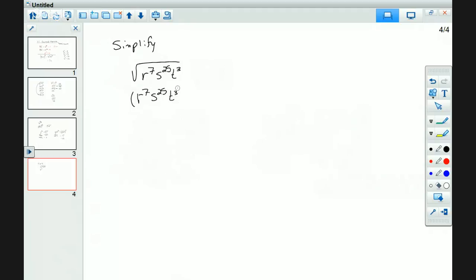Okay, we'll rewrite it as an exponent. 7 divided by 2 is a decimal, right? 3.5. We want to avoid those. So what you need to do is break these into their even and odd counterparts. So this would be r to the 6th and r to the 1st, because that's 7. s to the 24 and s to the 1. We have t squared and t to the 1.